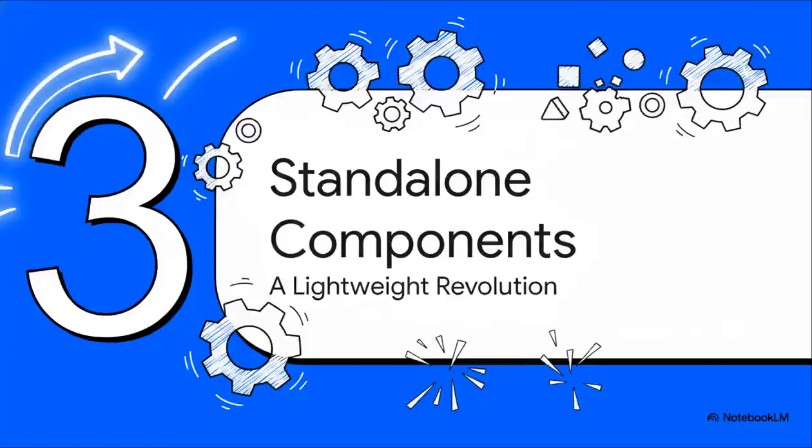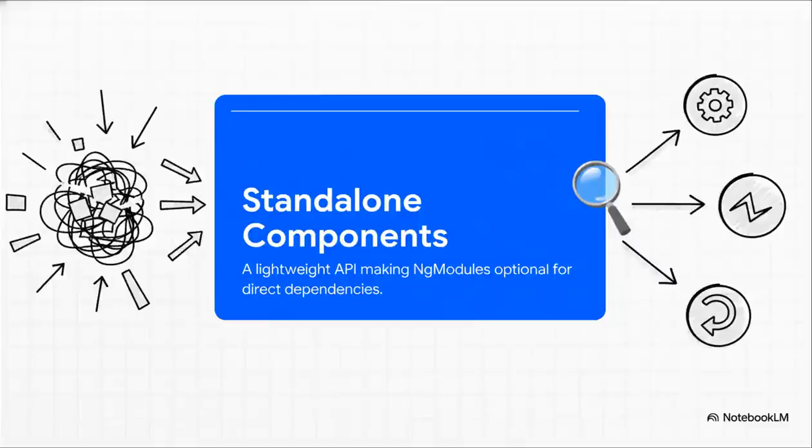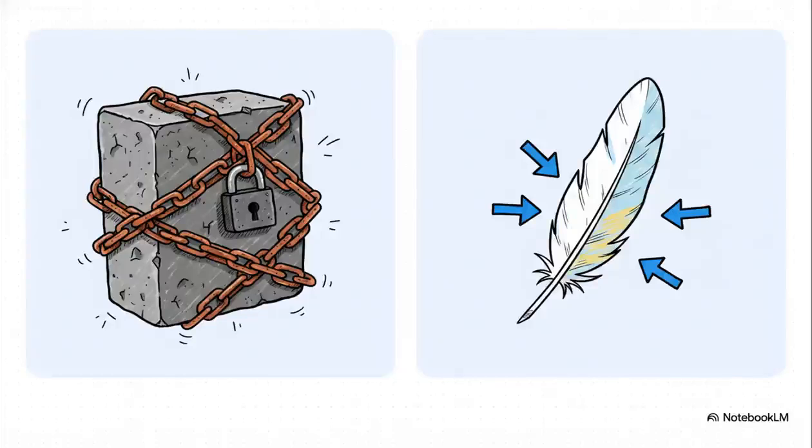Section 3. The standalone component revolution. A lightweight revolution. We've all wrestled with NgModules, right? A total developer pain point for years. Well, standalone components introduce a lightweight API that finally makes NgModules optional. Components can now directly reference their dependencies, whether that's other components, directives, or pipes. It is such a massive relief to build this way. It is literally night and day.